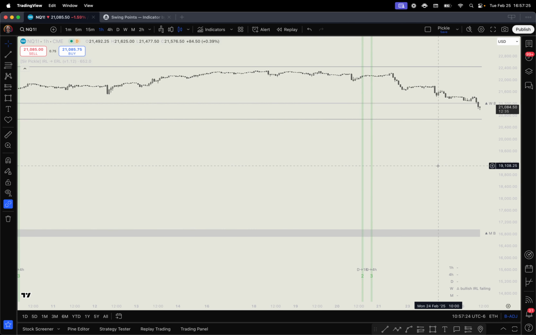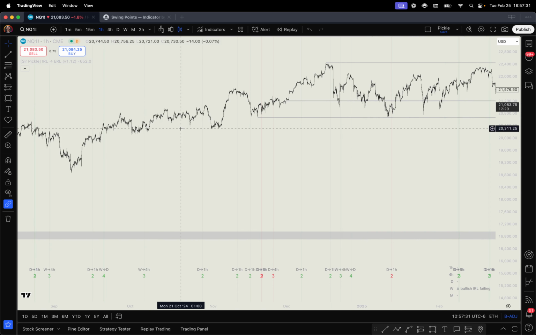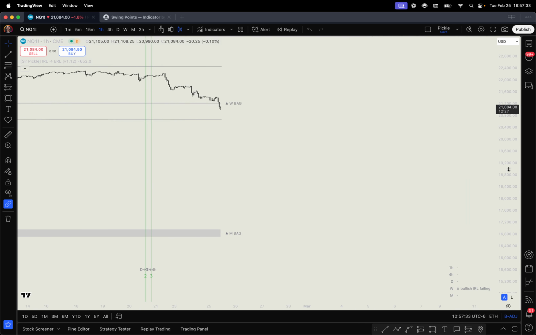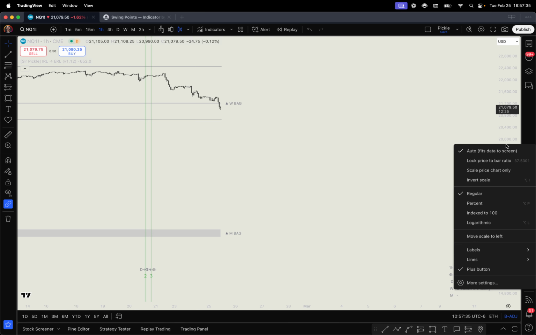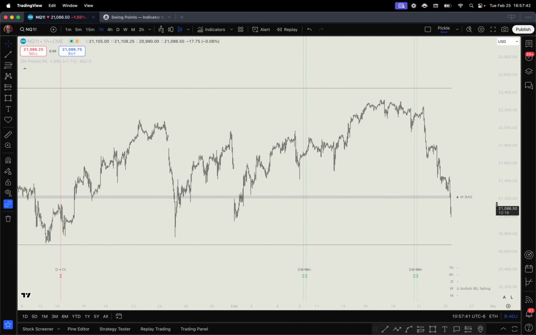Now, one thing you might notice, if you haven't done that yet, if you have an indicator on your chart, the chart often does something like this, where it just scales very weirdly. For this, right-click on the scale and say Scale Price Chart Only. And then the indicator will not change the zoom of the chart.